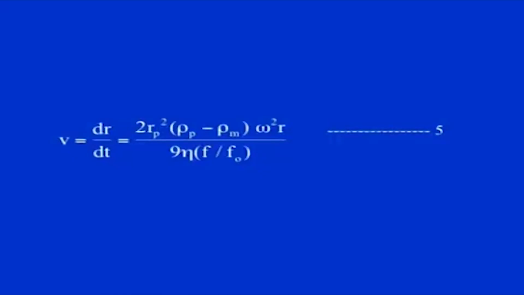It is also directly proportional to the difference in density between the particle and the medium. If you see this equation here, there is the density of the particle and the density of the medium. So this difference between the density of the particle and the medium is very important. What does this mean? The rate of sedimentation will be 0 when the density of the particle and the medium are equal. If both are equal, then there will not be any sedimentation.